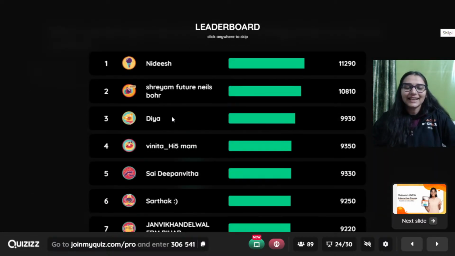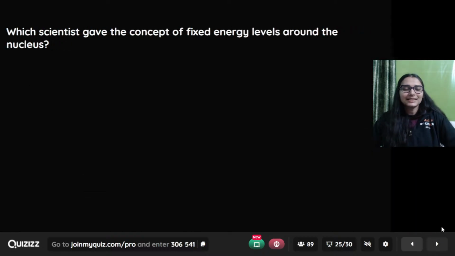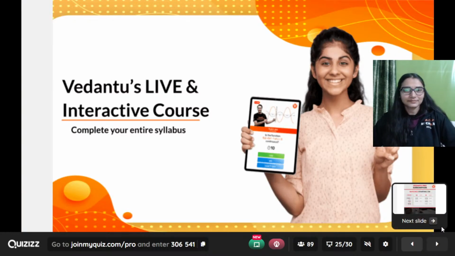Okay, the correct answer, you can see on the screen. Option कौन सा था? हाँ, second one, Niels Bohr. बोहर ने दिया था ना ये idea to describe the stability of an atom, right?